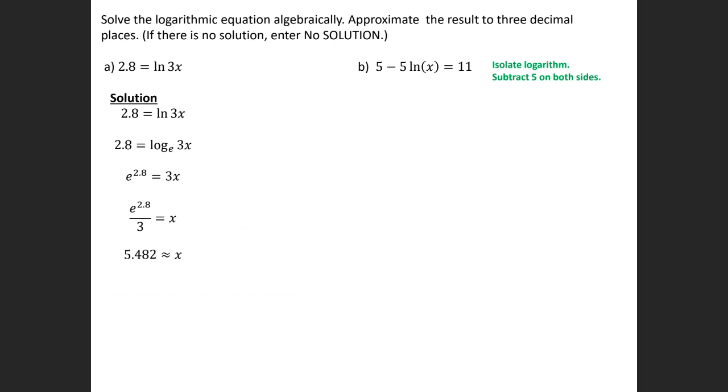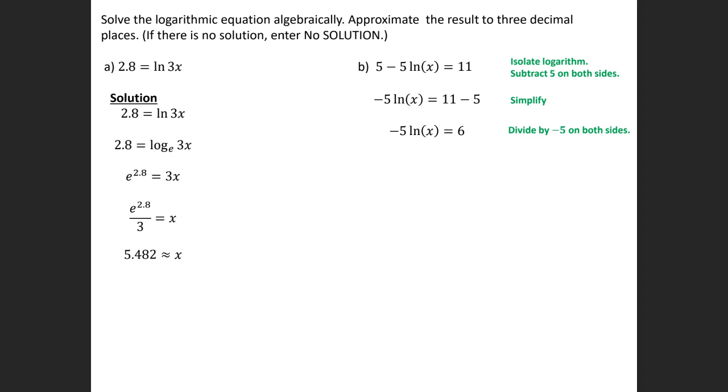So to do B, the first thing we need to do is, again, isolate the log. So let's go ahead and subtract 5 on both sides. This is going to give me 11 minus 5, which should be 6. Then I'm going to divide both sides by negative 5. So we have here the natural log of x is equal to 6 divided by negative 5. Well, we haven't solved for x.